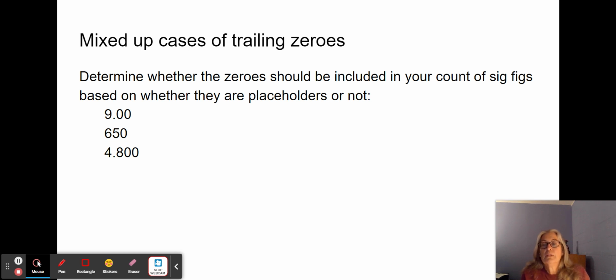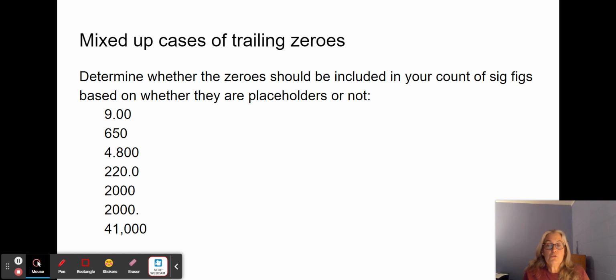4.800. Decimal point. Trailing zeros correspond to measured values, so we have 4 significant figures. They're not placeholders. 220.0. Again, there's a decimal point. The zeros are not placeholders. They're 4 significant figures. 2,000. No decimal point. These zeros are placeholders. If you took all the zeros away, you'd have 2. 2 is not equal to 2,000. So they are not significant. There's only 1 significant figure, and that's the 2. 2,000 with a decimal point. This has 4 significant figures because the decimal point makes all of those zeros significant.